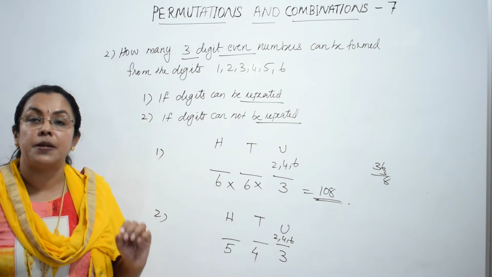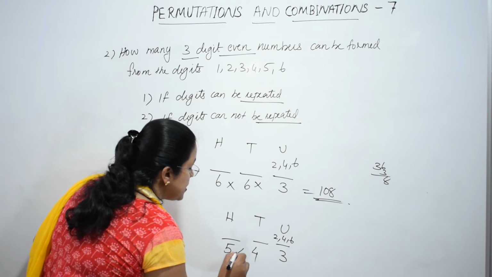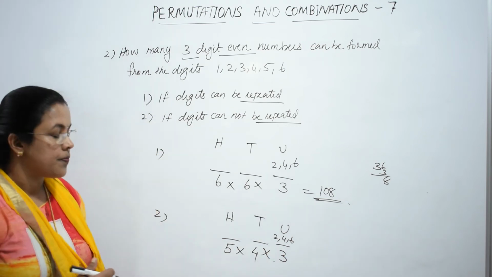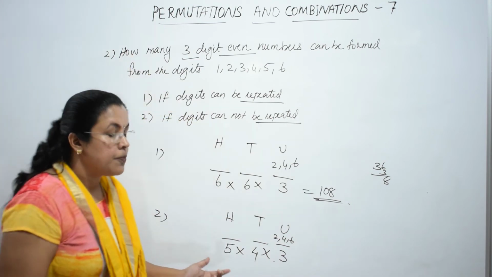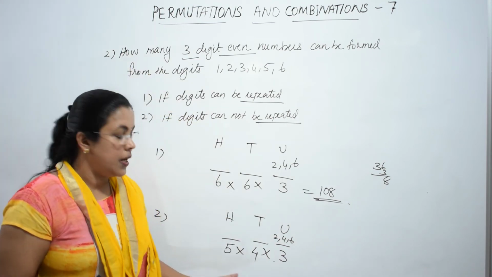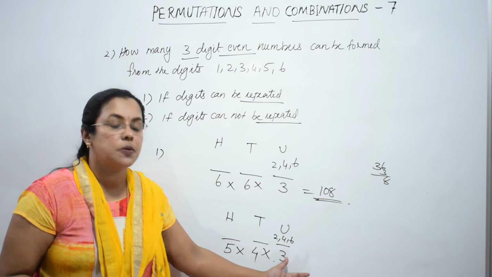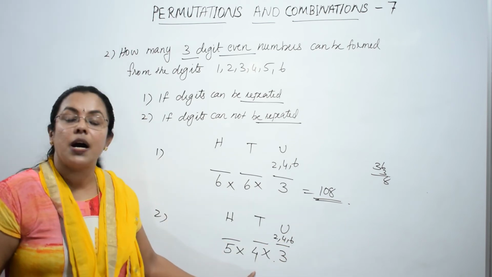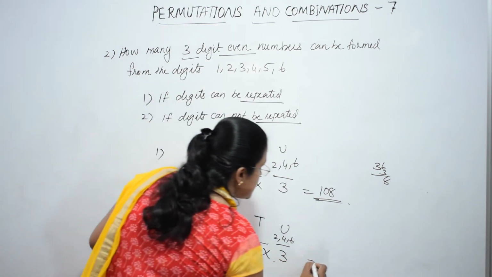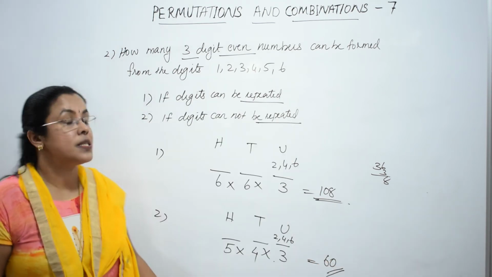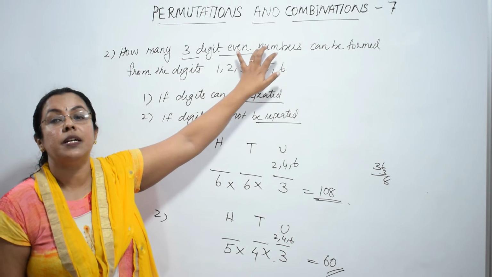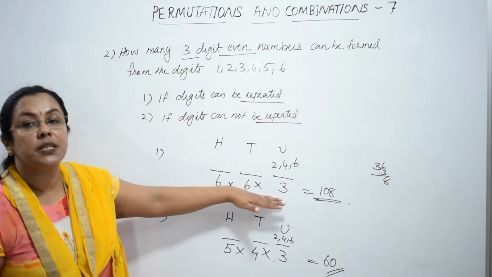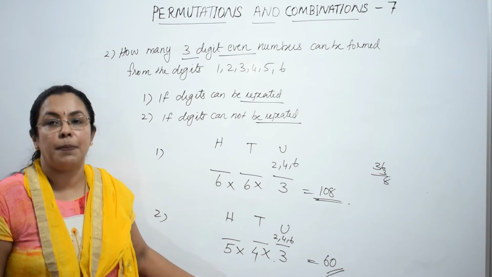Using the fundamental principle of counting, total number of numbers possible is 5 into 4 into 3. 5 4s are 20, 20 3s are 60. So this is the number of possible 3-digit even numbers using 1, 2, 3, 4, 5, 6, with repetition and without repetition.